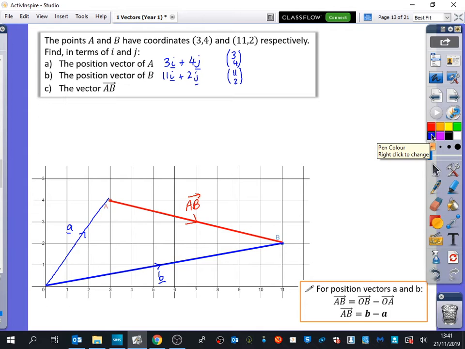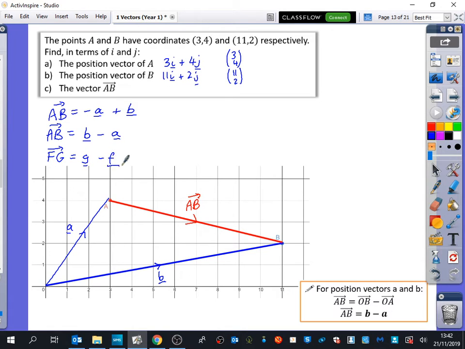Good. You go minus A plus B. The vector AB is minus A plus B. Now, more commonly, it would be answered in the way that Ishraq just said. The most common way that you will see AB is B minus A, and it will always be the second position minus the first position. So for example, if you had FG, it would just be G minus F, okay?